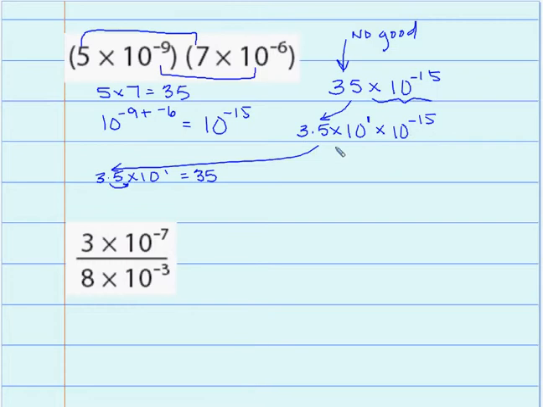So I can write 3.5 down, and then I have to fix this. So what is 10 to the first times 10 to the negative 15th? Well, you add the exponents, and you get 10 to the negative 14th power.